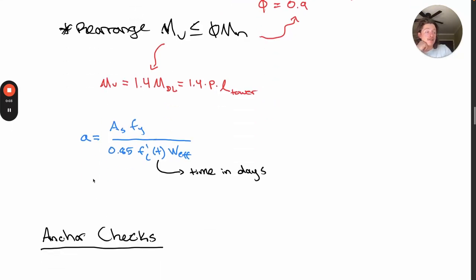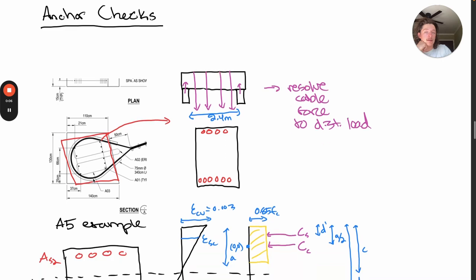Now, regarding the anchors, we will check the shear and moment capacity again, along with the cable bearing on to the anchor block. And remember from the component analysis section on anchor analysis, we approximate the anchor block as a rectangular section resisting the cable forces perpendicular to the load.